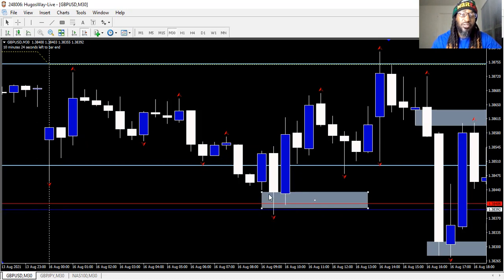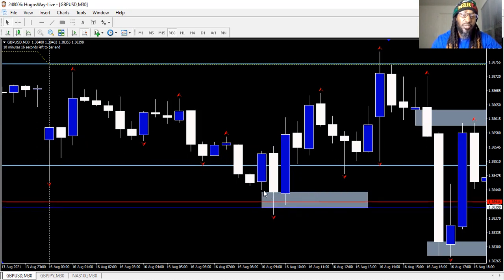For me, I like to mark these zones up on my 30-minute chart once I see price get to a certain point, so I can pull back. As you guys can see, price came down here. Like I say, this was the lowest point that price went.